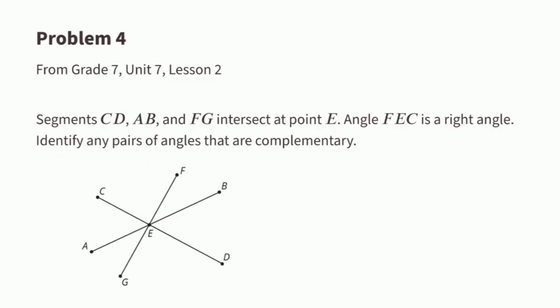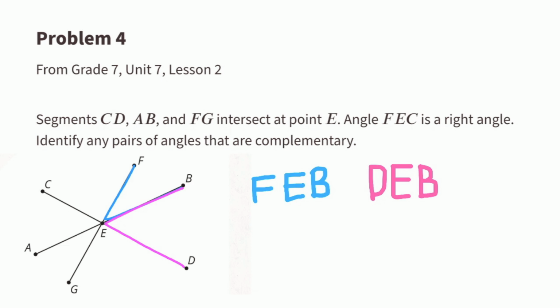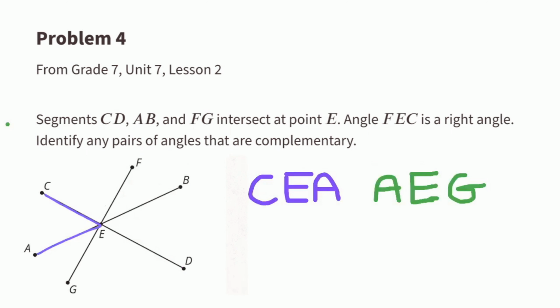Problem number 4. From 7th grade, Unit 7, Lesson 2. Segments CD, AB, and FG intersect at point E. Angle FEC is a right angle. Identify any pairs of angles that are complementary. Angles FEB and DEB are complementary because the sum of their measures is 90 degrees, which forms a right angle. And angles CEA and AEG are also complementary angles because they also form a 90-degree angle, or right angle.